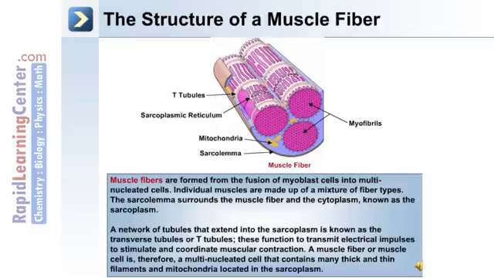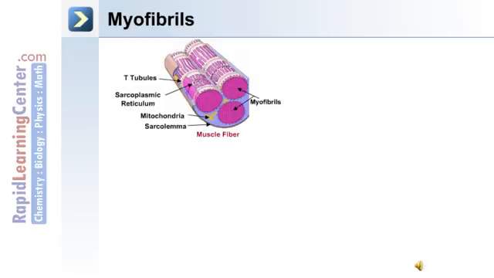The sarcolemma surrounds the muscle fiber and the cytoplasm known as the sarcoplasm. A network of tubules that extend into the sarcoplasm is known as the transverse tubules or T-tubules. These function to transmit incoming electrical impulses to stimulate and coordinate muscular contraction. A muscle fiber or muscle cell is therefore a multinucleated cell that contains many thick and thin filaments and mitochondria located in the sarcoplasm. Let's look at the myofibrils in more detail.